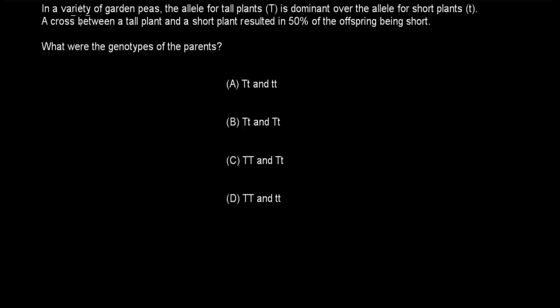Next question is, in a variety of garden peas, the allele for tall plants, capital T, is dominant over the allele for short plants, small t. A cross between a tall plant and a short plant resulted in 50% of the offspring being short. What were the genotypes of their parents? A, capital T small t and small t small t, B, capital T small t and capital T small t, C, capital T capital T and small t small t, D, capital T capital T and small t small t. Again, pause the video and attempt the question.